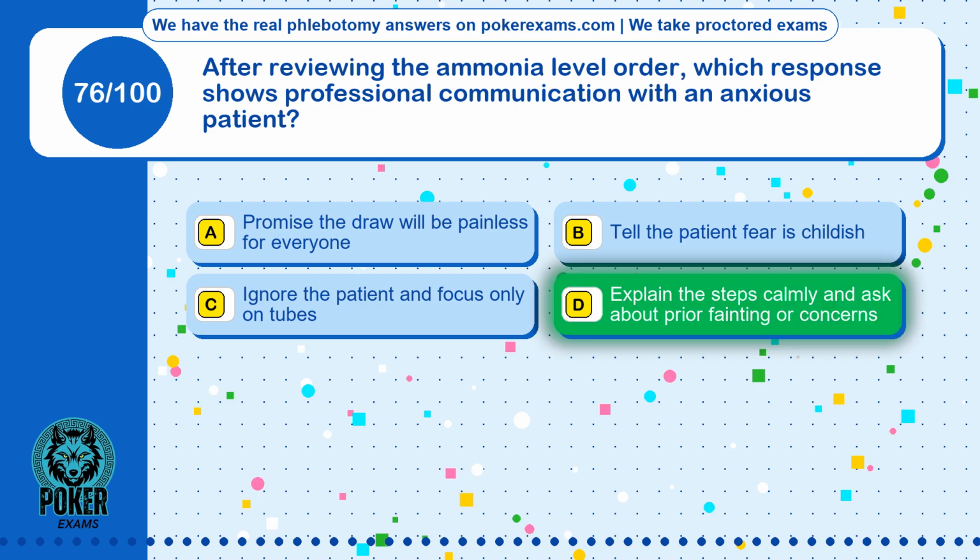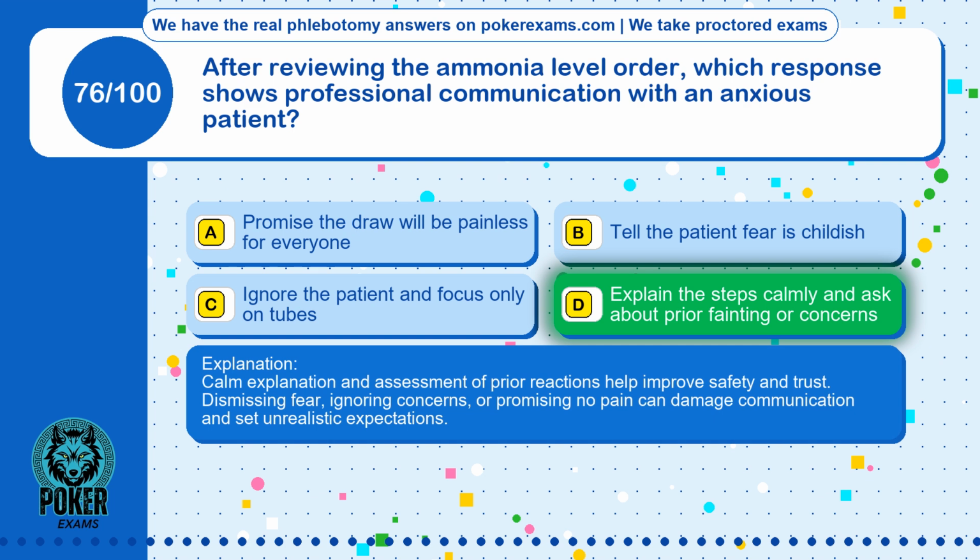The correct answer is option D. Explain the steps calmly and ask about prior fainting or concerns. Calm explanation and assessment of prior reactions help improve safety and trust. Dismissing fear, ignoring concerns, or promising no pain can damage communication and set unrealistic expectations.